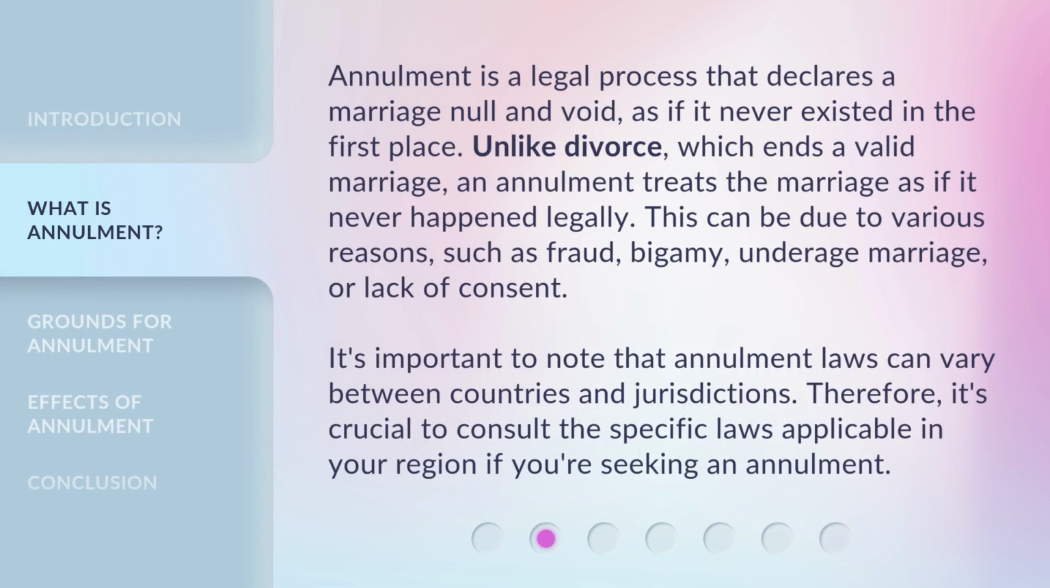Annulment is a legal process that declares a marriage null and void, as if it never existed in the first place. Unlike divorce, which ends a valid marriage, an annulment treats the marriage as if it never happened legally. This can be due to various reasons, such as fraud, bigamy, underage marriage, or lack of consent. It's important to note that annulment laws can vary between countries and jurisdictions. Therefore, it's crucial to consult the specific laws applicable in your region if you're seeking an annulment.